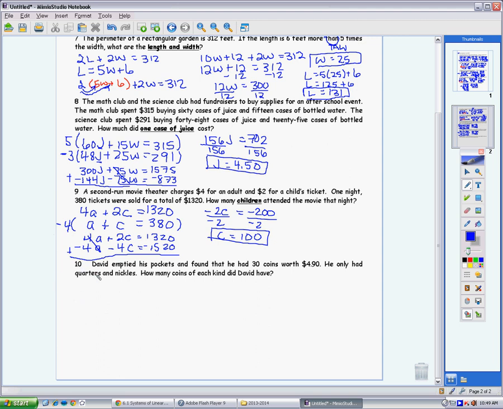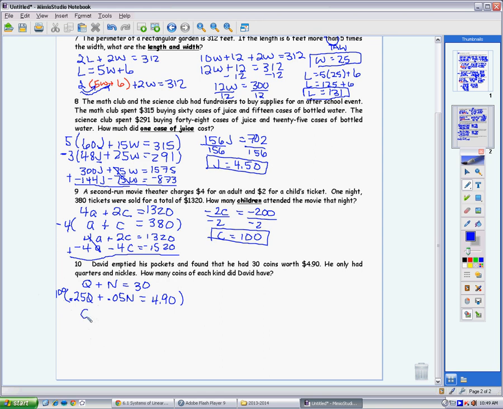Okay, number 10, David emptied his pockets and found that he had 30 coins worth $4.90. He only had quarters and nickels. How many coins of each kind did David have? All right, so I'm going to use Q for quarters and N for nickels, and he had a total number of 30 coins. Then we get into the value. Well, we know quarters are worth 25 cents each, and nickels are worth 5 cents each. And that totaled $4.90 in his pocket. Now again, if you don't want to work with decimals, you can multiply by the largest place value, which is going to be the hundredths place.